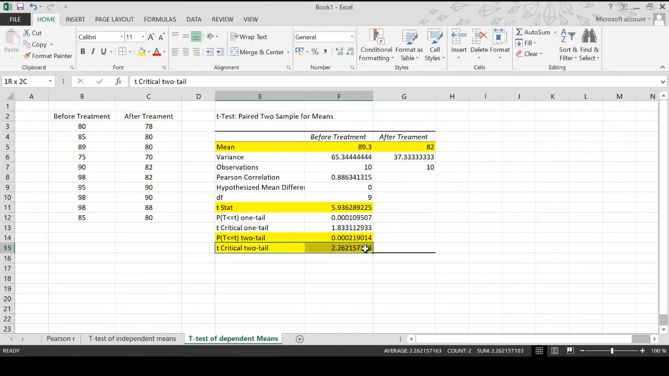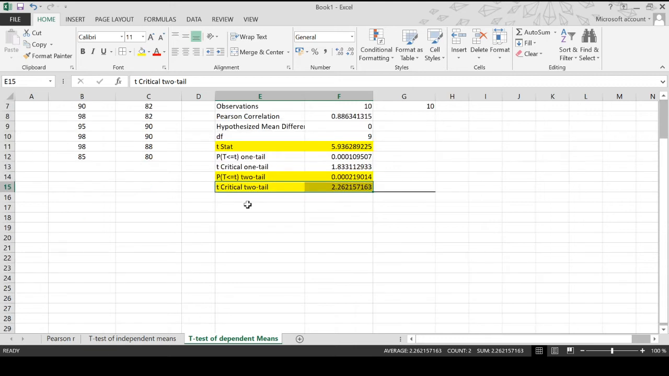The critical value for t is 2.26. If you compare this to the t-stat, you can see that the t-stat is already outside the region of acceptance and in the region of rejection. In our last videos, we also talked about the p-value. Here we have 0.00. This is very significant because p is less than 0.000. It means that the results show that this treatment is very effective.